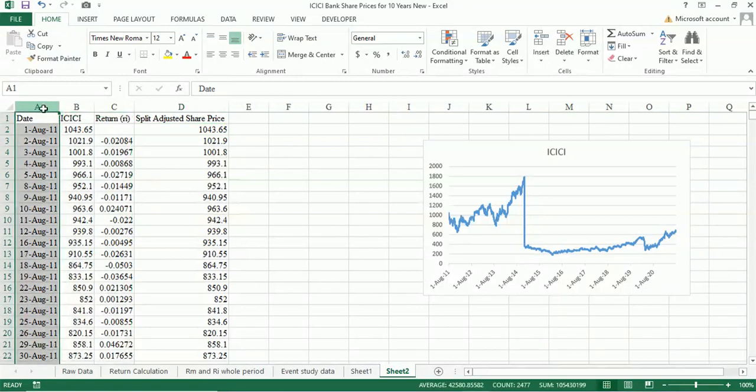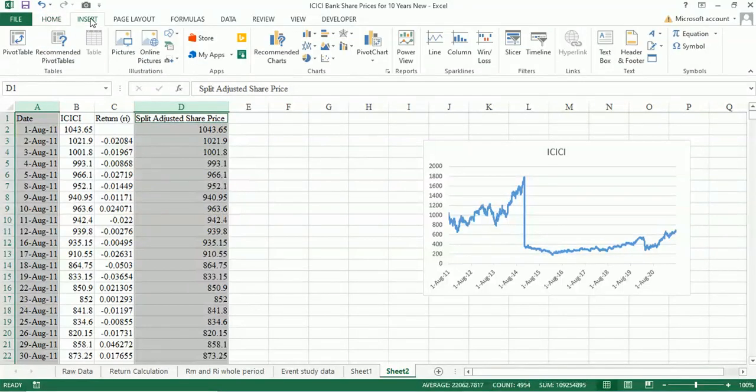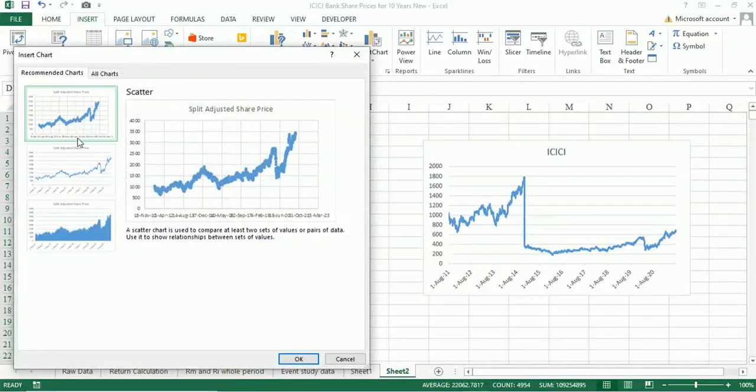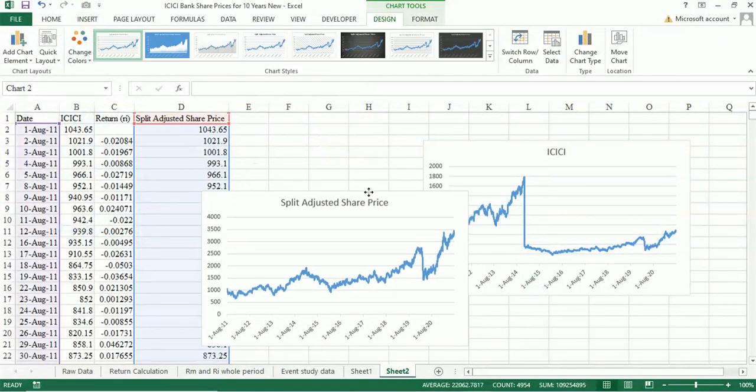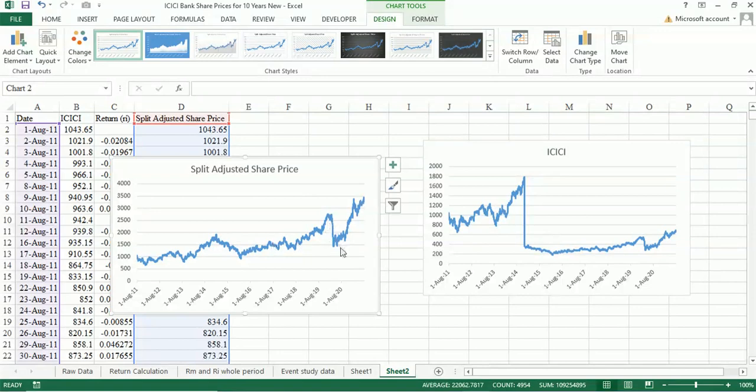Now let us plot these new share prices. Go to insert and recommended charts, and you can see here that this seems like normal share price movement. We don't have any steep fall in this second split adjusted share price graph. So this can be used to calculate the returns in our case.